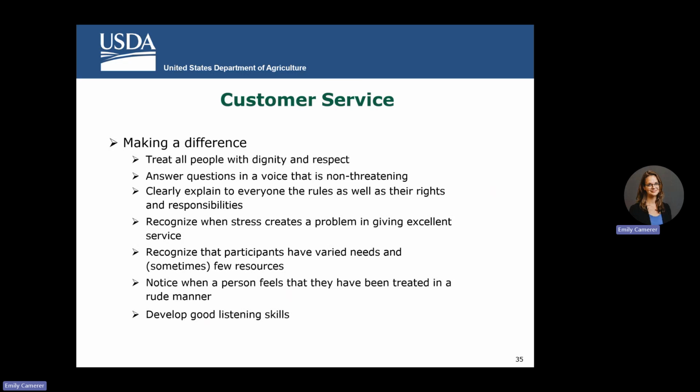This does not go without saying, because again, for those of us that have been doing this for a long time, or if you are brand new to this, these are great reminders of how to comply with the required customer service that civil rights requires. Making a difference by treating all with dignity and respect, answering questions in a voice that is not threatening, clearly explaining to everyone the rules as well as their rights and responsibilities, recognizing when stress creates a problem and giving excellent service, recognizing that participants have varied needs and sometimes few resources. Notice when a person feels they have been treated in a rude manner, and develop good listening skills. For volunteers, it's also good to note and have your best practices when you're talking to your local agency. Creating rotating shifts also helps with this to avoid burnout.